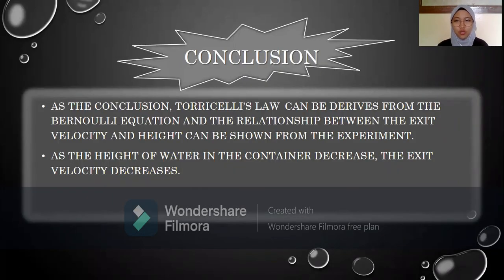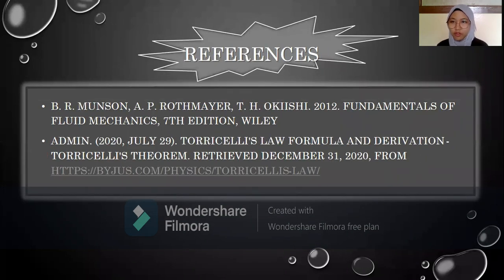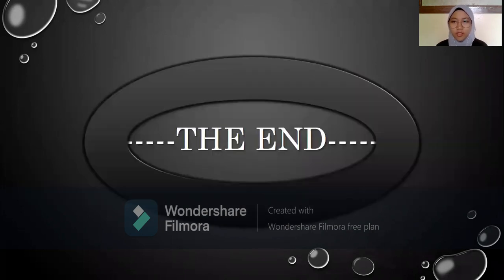So now I will conclude this experiment. As the conclusion, Torricelli's law can be derived from the Bernoulli equation, and the relationship between the exit velocity and height can be shown from the experiment. As the height of the water in the container decreases, the exit velocity decreases too. This is our reference for this experiment. So I think that is all from us. Thank you.